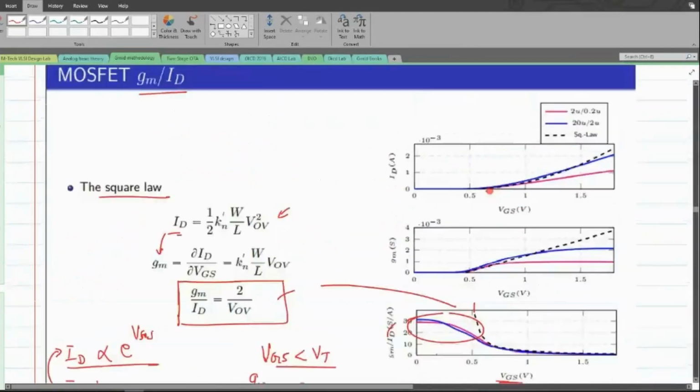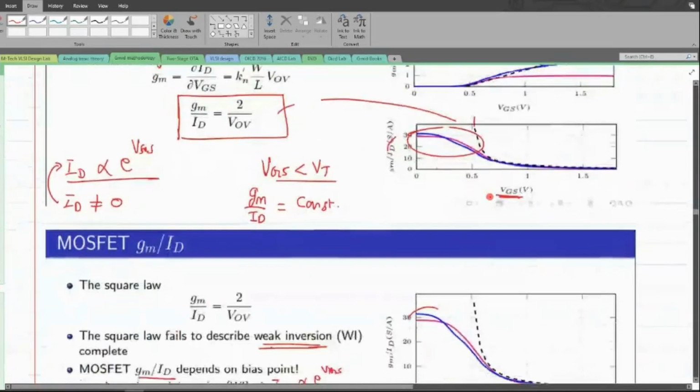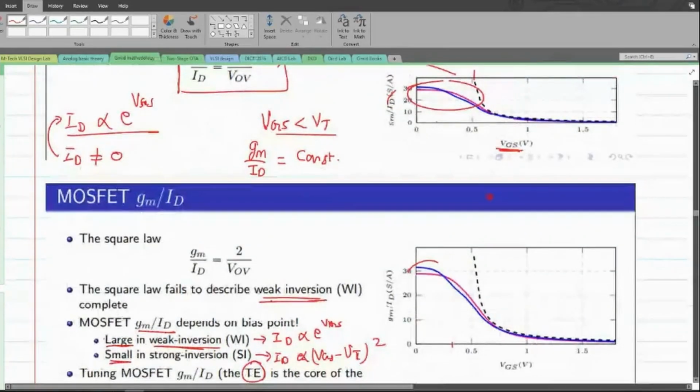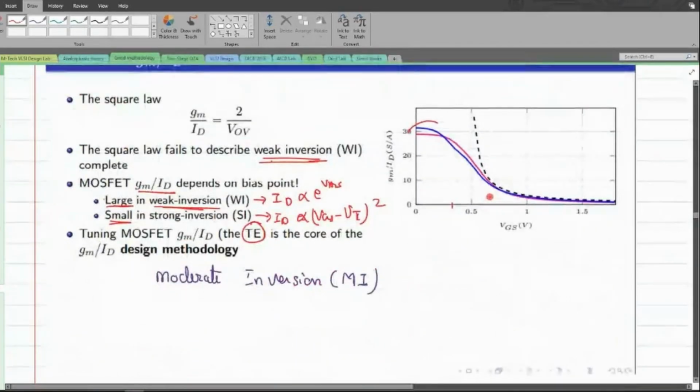When I try to plot the value of ID with respect to VGS, you could see that there is a continuous current flow. There is nothing like an exponential current first and then suddenly it jumps to a quadratic current expression. You could see that there is a continuous function between these two quantities. So there is an expression that is needed to bridge these two current components, and this bridge is created by the moderate inversion region phenomena.